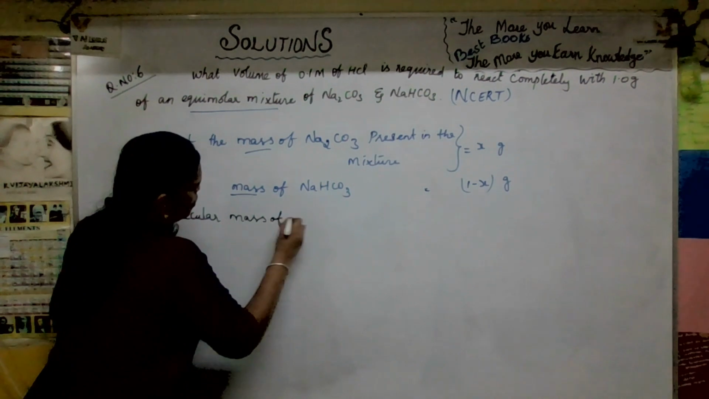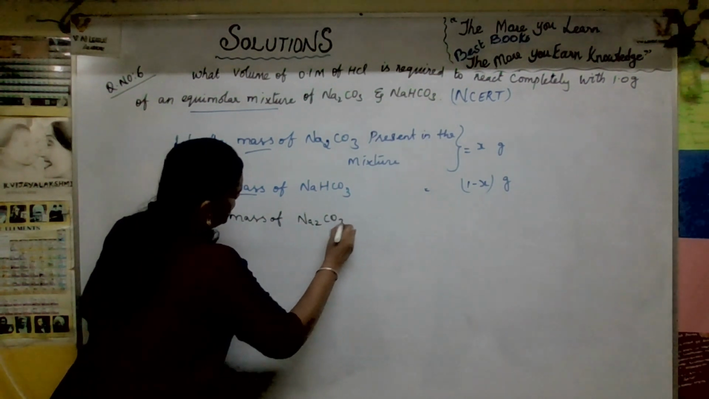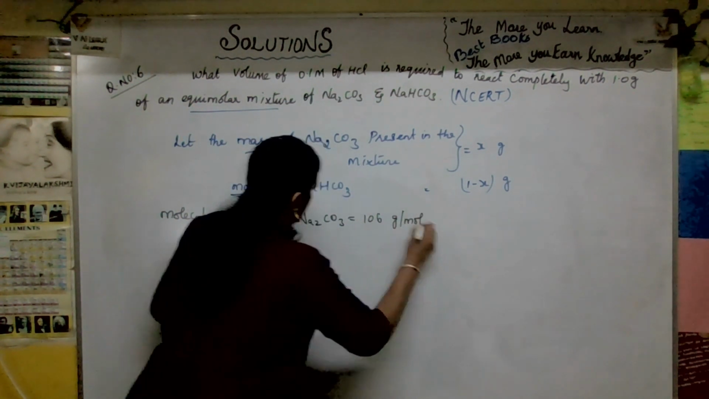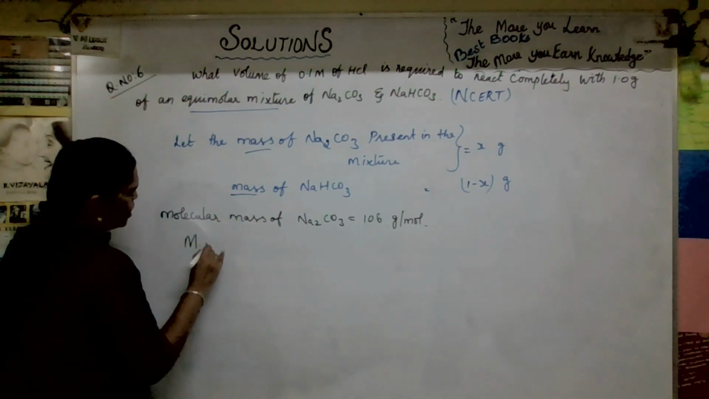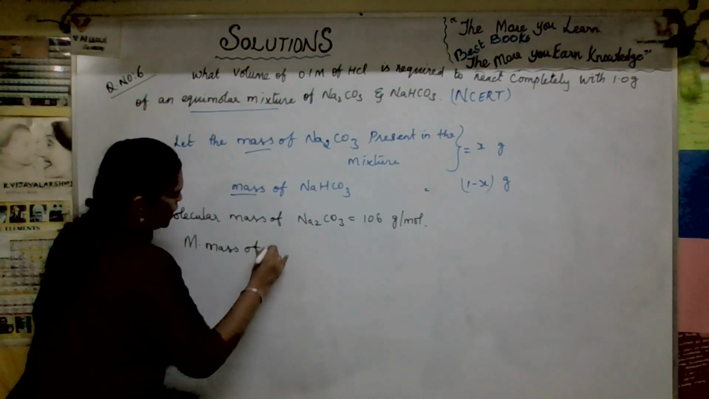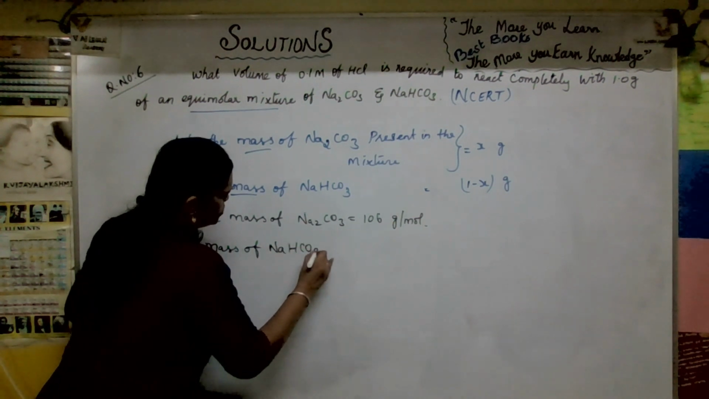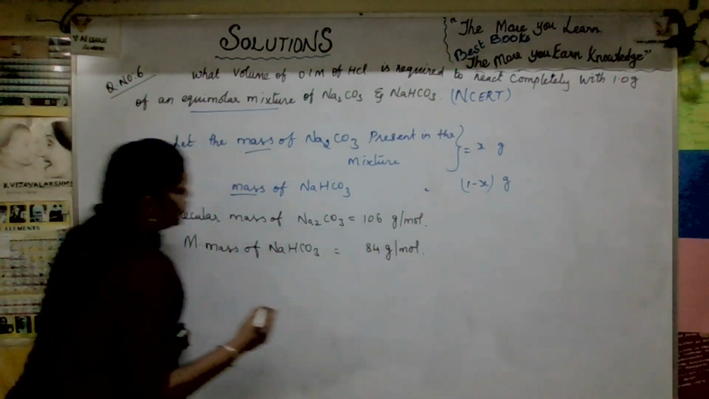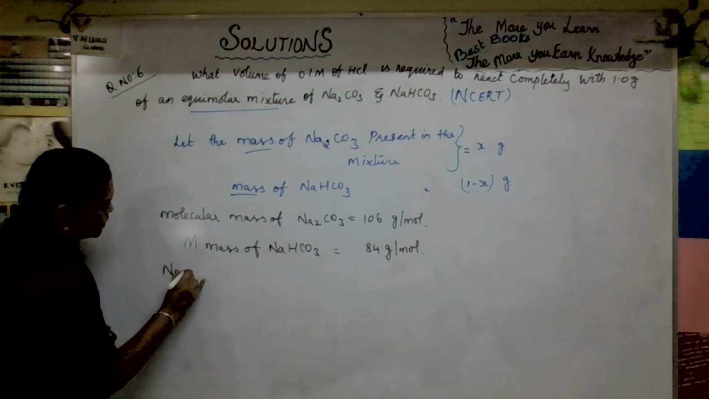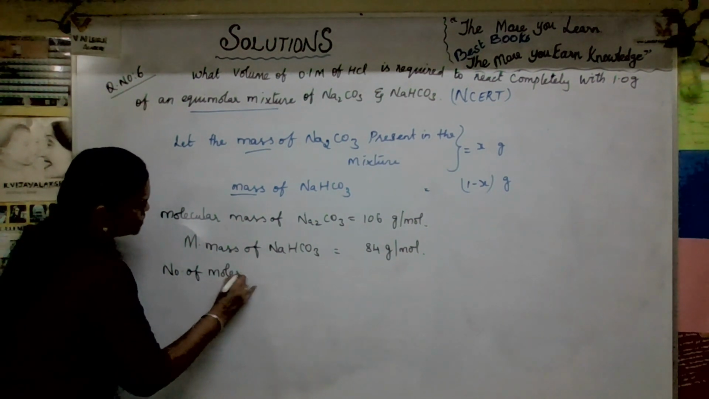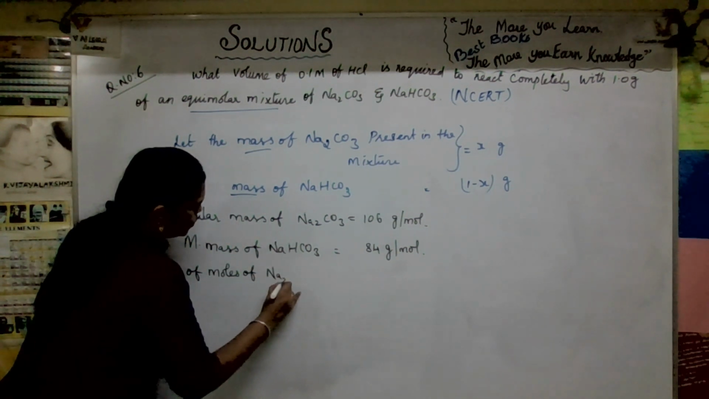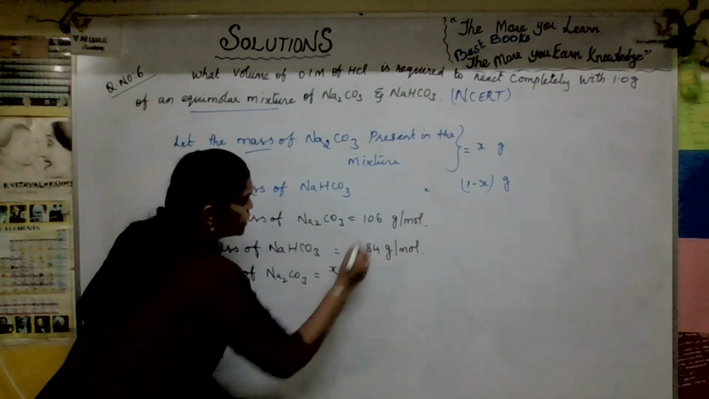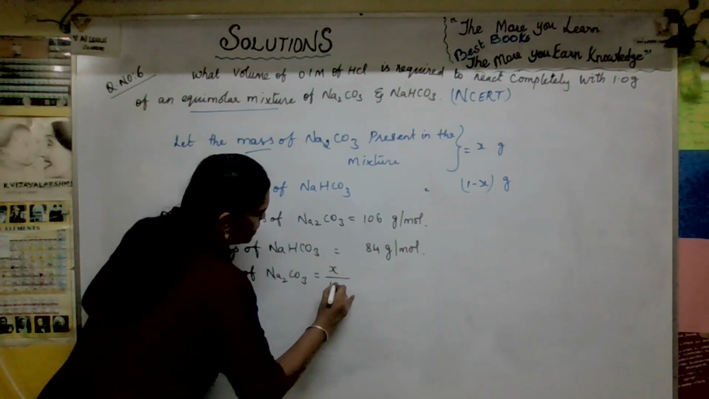Molecular mass of sodium carbonate, how much it is, 106, you know very well, this is gram per mole. The same way, molecular mass of sodium bicarbonate NaHCO3, this is 84 gram per mole. So now you have to identify number of moles of Na2CO3. So you can write it given mass by molecular mass. So given mass, x gram divided by molecular mass 106.